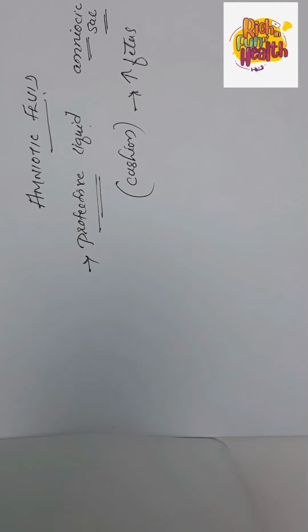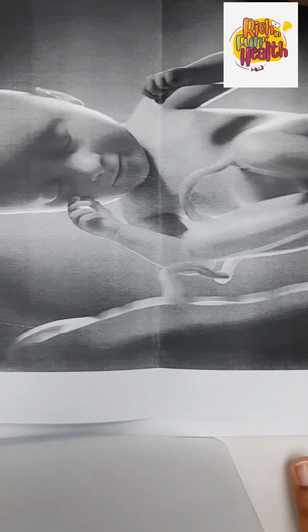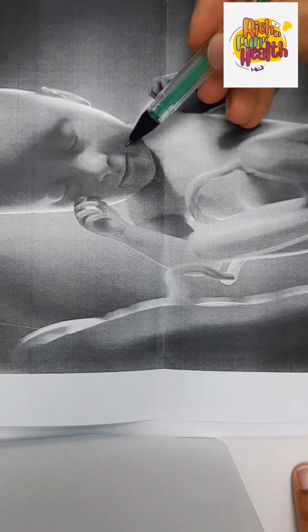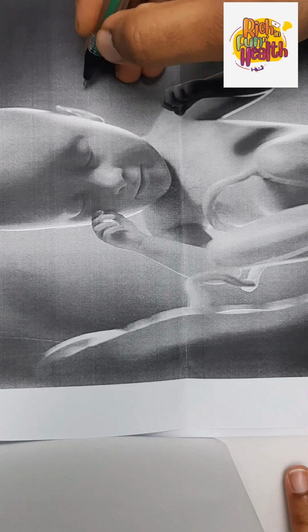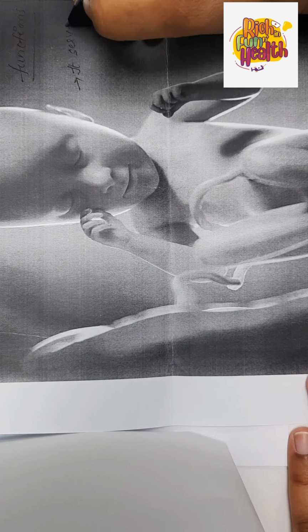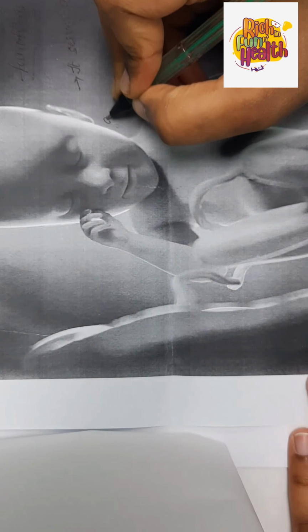nutrients. So I will show one image. This is the picture of a baby. There is a placenta. This is covered by amniotic fluid. So what things can happen here? What are the functions? It serves as a cushion. It helps against the jolts and shocks from the outer side of the womb.